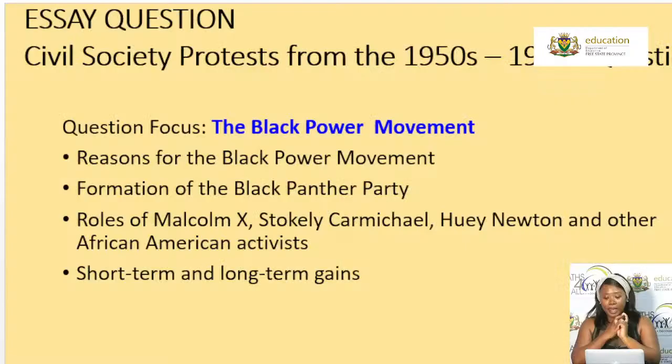And then we need to look at the role of leadership, and I do not only want to focus on Malcolm X and Stokely Carmichael, but we also need to flow into other leaders such as Huey Newton, Bobby Seale, which were leaders of the Black Panther Party, and other African American activists. So in this case, you are allowed to go as free as you want with the leadership of the Black Power movement. And then lastly, we also need to acknowledge the short-term and the long-term gains.